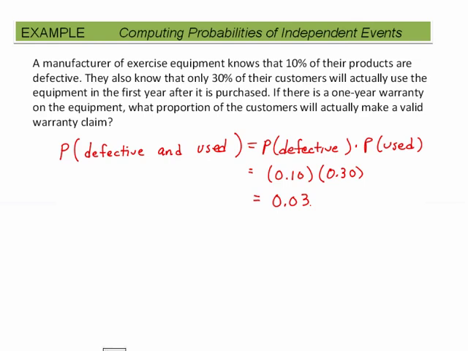So if I sell this equipment to 100 different customers, I really only expect about 3 warranty claims. This is interesting but gloomy at the same time.